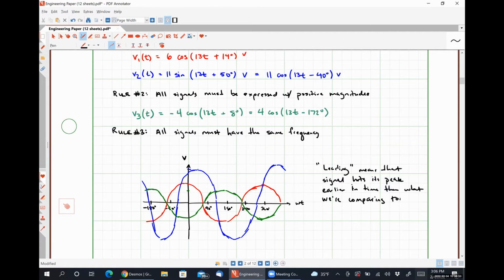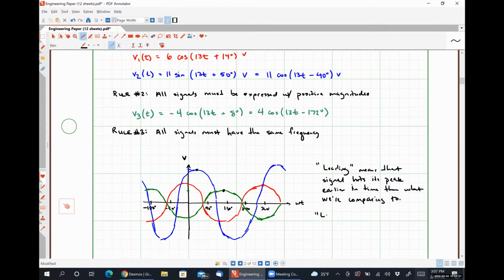Similarly, if we were looking at the blue curve and the green curve, where their positive peaks are closest, so this point and this point, we could say that the blue curve is leading the green curve. Is everybody okay with that? Yes. Yes, sir. I know it seems simple, but it's so dang easy to make a mistake with these, okay?